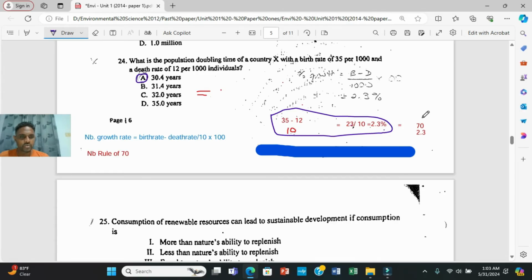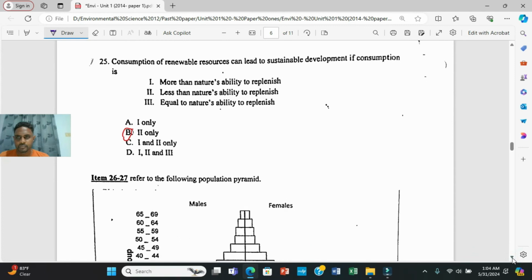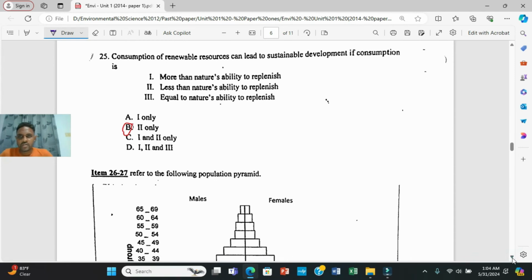And then you use the rule of 70 to finish up the answer, which is you divide 70 by the 2.3, which is the rate. Don't add the percentage sign in it. And what you'll get is 30.4 years. Number 25, the consumption of renewable resources can lead to sustainable development if consumption is, and the answer is B, 2 only, less than nature's ability to replenish.